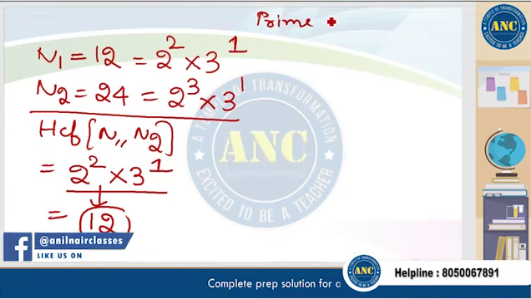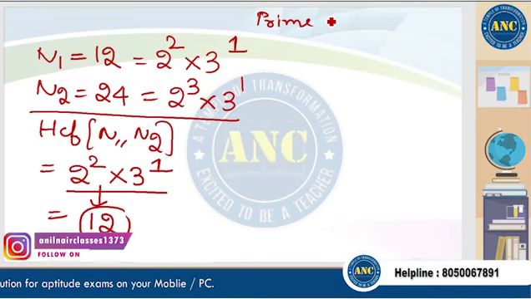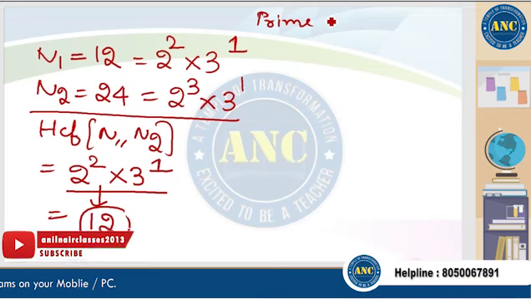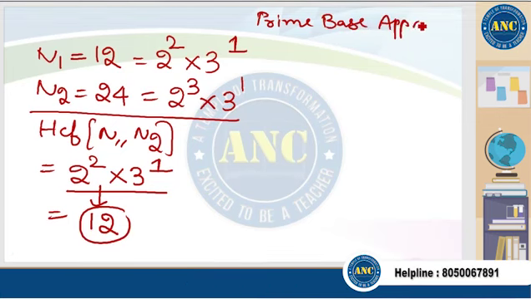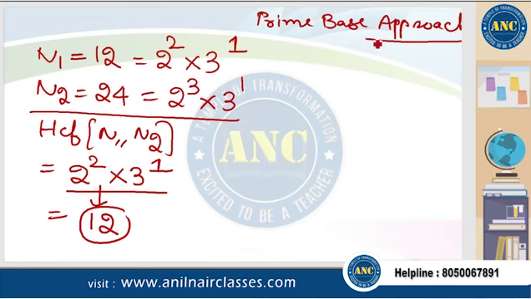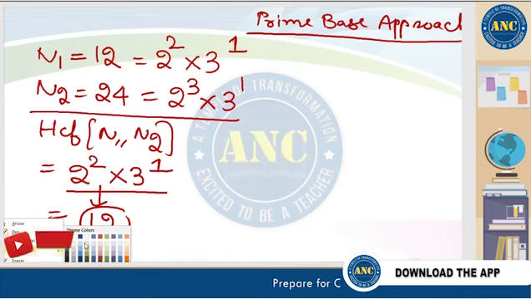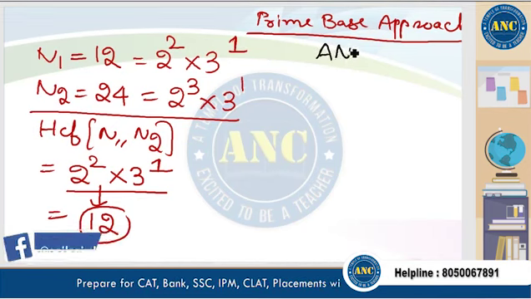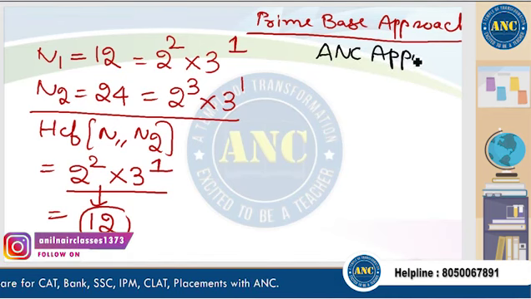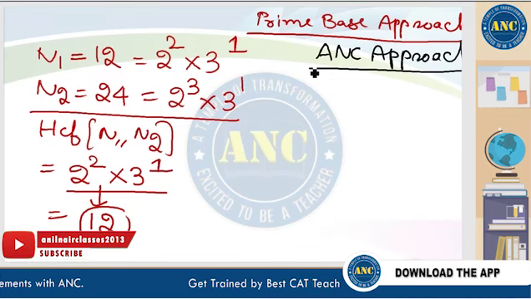But in the examination, those students who follow Anil Nair classes, we are not interested in traditional methods. I will tell you other optimal methods. Just by looking at a question, you can tell this is a prime base approach, writing the number as a power of prime basis. But we will see the ANC approach. Right now we will discuss HCF, then we will discuss LCM.